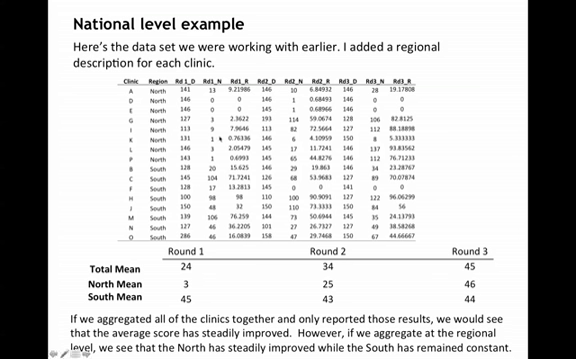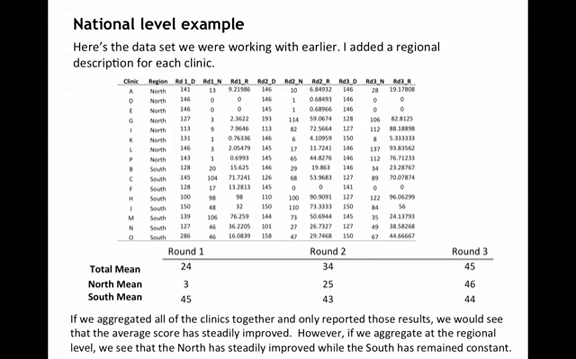Here's a data set that you may have seen a little earlier. If we look at the total mean of each of these clinics by round, we'll see that these clinics have steadily improved from 24 in round 1 to 34 in round 2 to 45 in round 3. If we look only at the north region, we'll see that they have improved from 3 to 25 to 46. However, if you look at the south, you'll see that they have kind of stayed the same throughout these 3 rounds: 45, 43, 44.